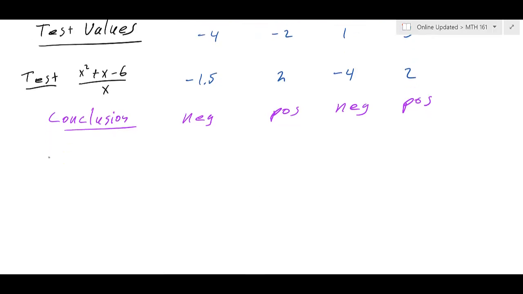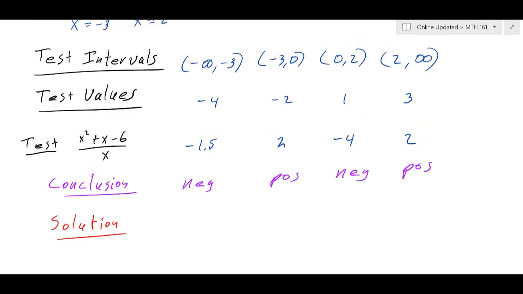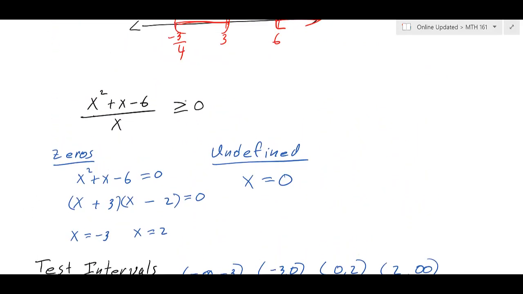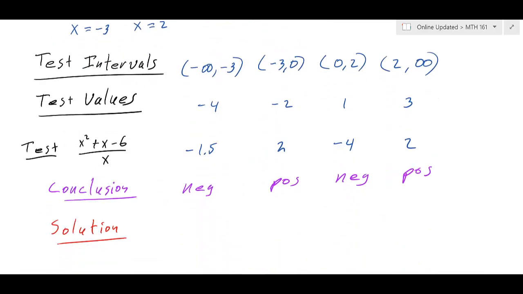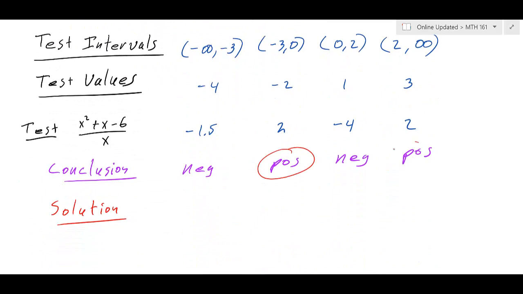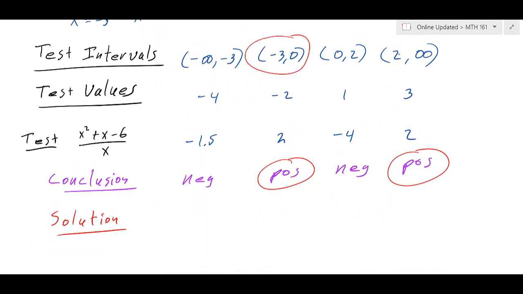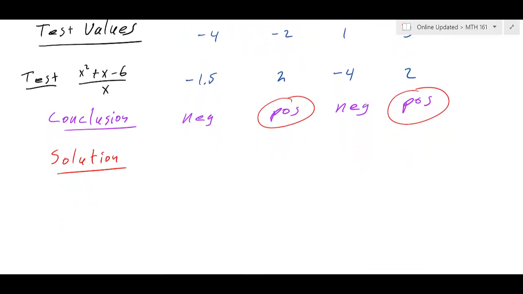So in order to identify the solution, once again, what are we looking at here? Now we're looking at where this is greater than or equal to 0. So that means we're looking for positive values, which would be from negative 3 to 0 and from 2 to infinity. Now, once again, are you able to correctly label the brackets and parentheses?